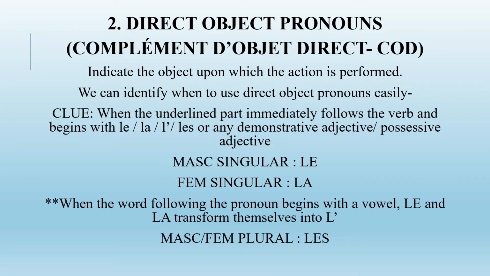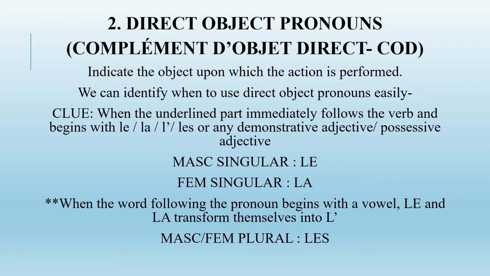Now, which are the direct object pronouns? When you're replacing something masculine singular, the direct object is le. When you're replacing something feminine singular, the direct object becomes la. When you're replacing something plural, no matter what the gender is, it is les.